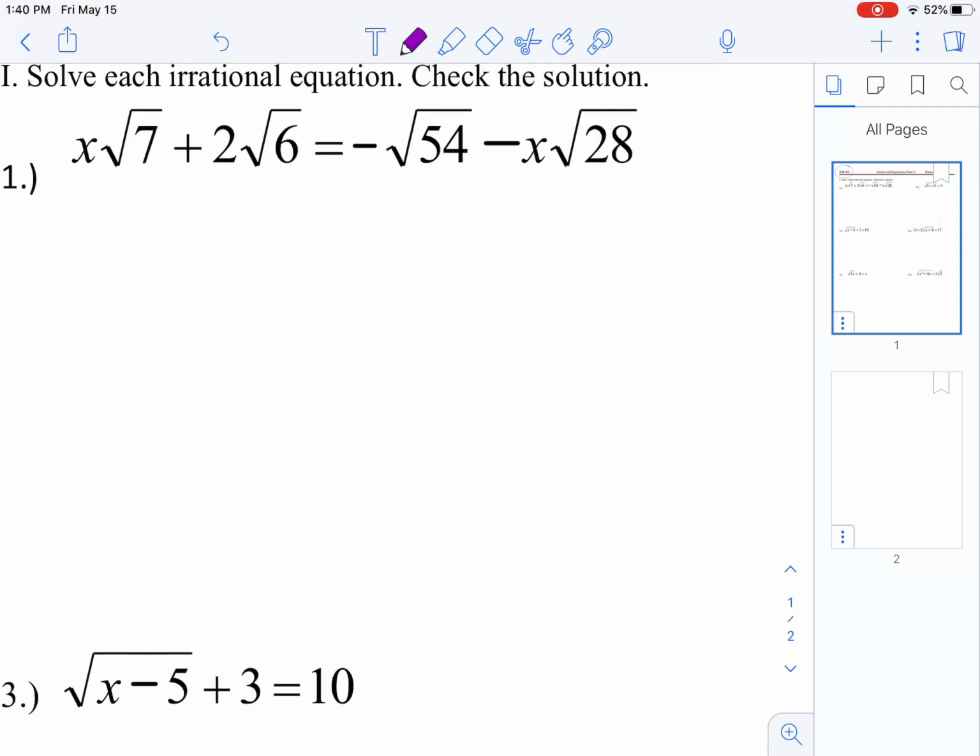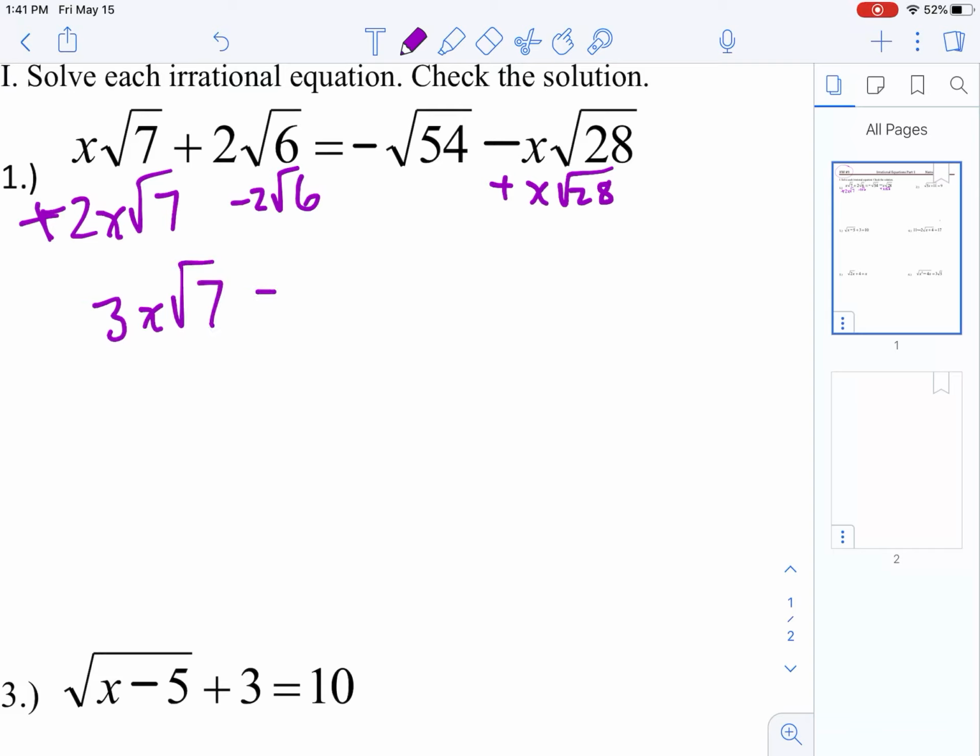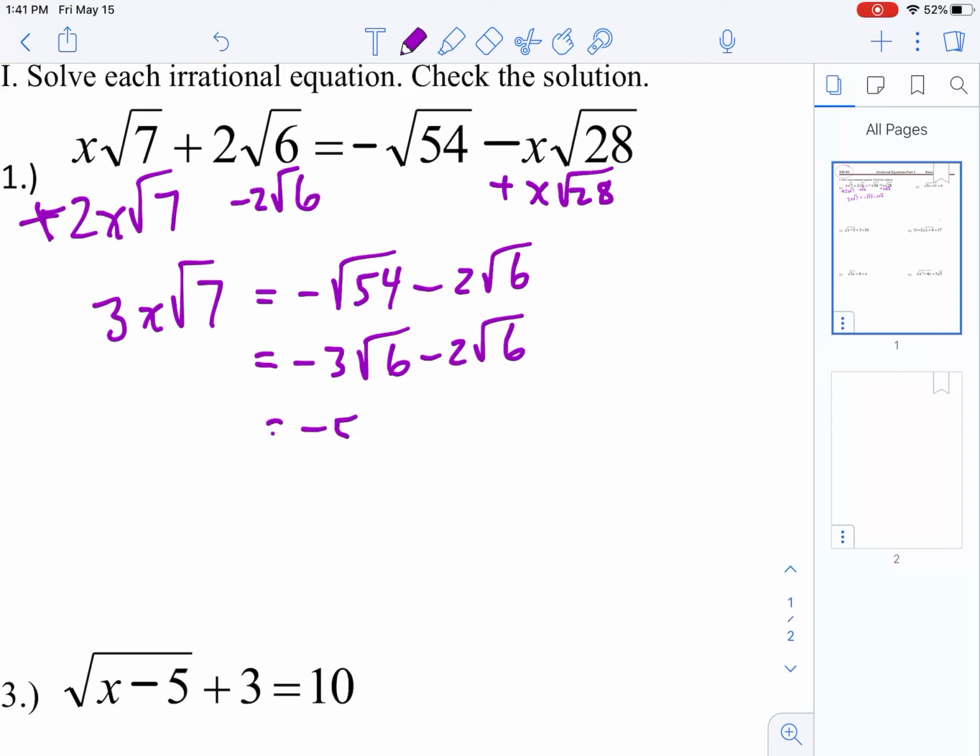So I'm going to add x root 28 to both sides, which really is a 2x root 7. And then I'm going to subtract a 2 root 6 from both sides. So I have a 3x root 7 on the left, and then I have a negative root 54 minus a 2 root 6. Now a negative root 54 is really a negative 3 root 6. So I'll get a negative 5 root 6 is equal to a 3x root 7.